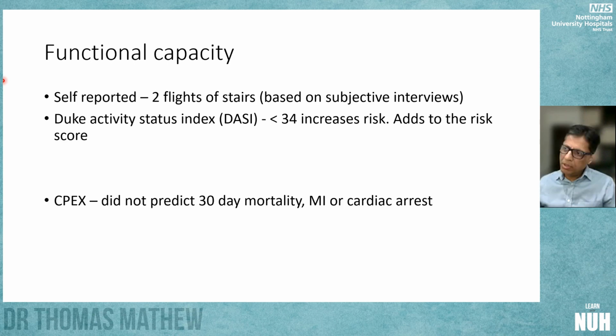Just a few points on history and functional capacity. The 2 flights of stairs, 4 METs, is still widely used, but the current document actually encourages the use of a more objective index, the Duke Activity Status Index, which has a better predictive value than the 4 METs, and it's easy to use. Cardiopulmonary exercise stress testing is again widely performed, but actually lacks evidence to predict hard cardiovascular endpoints, including mortality and myocardial infarction.